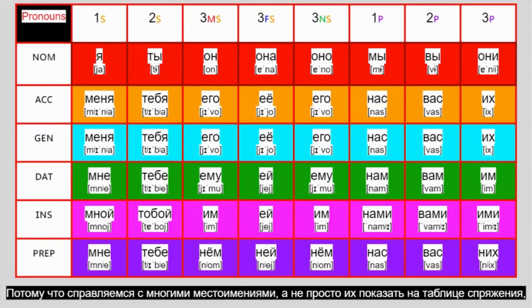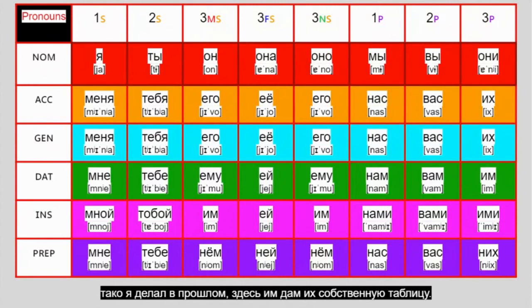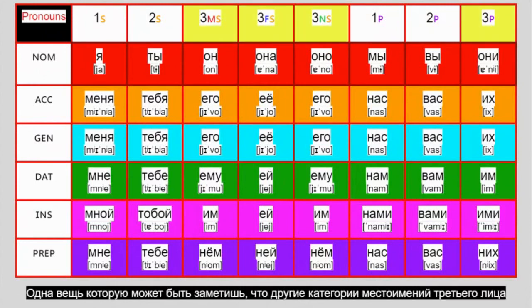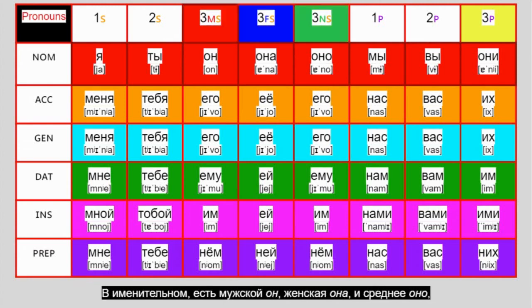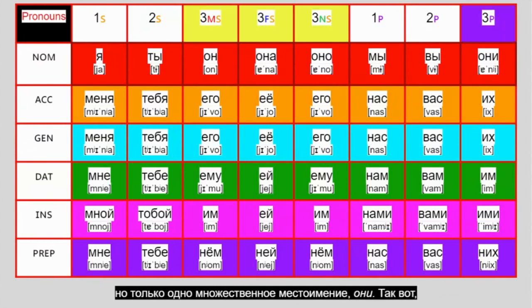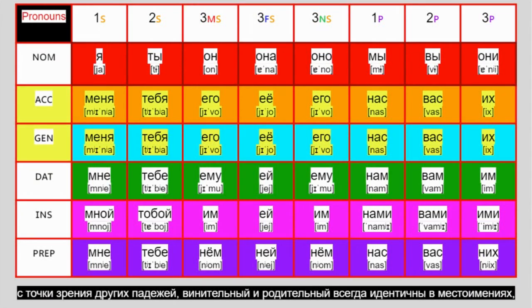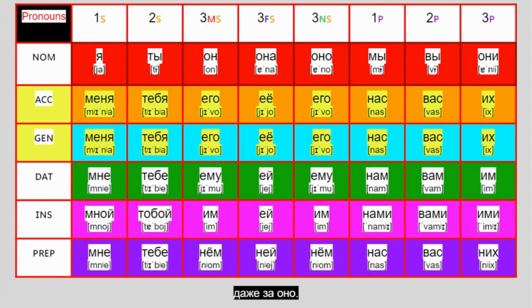Since we're dealing with a lot of pronouns, rather than just showing them on the conjugation chart like I've done in the past, I'll give them their own chart here. One thing you may notice is that the different categories of third-person pronouns exactly reflect the different noun classes that were just talked about. In the nominative, there's masculine on, feminine ana, and neuter ano, but only one plural pronoun, ani. Anyway, in terms of other cases, the accusative and genitive are always identical in pronouns, even for it.